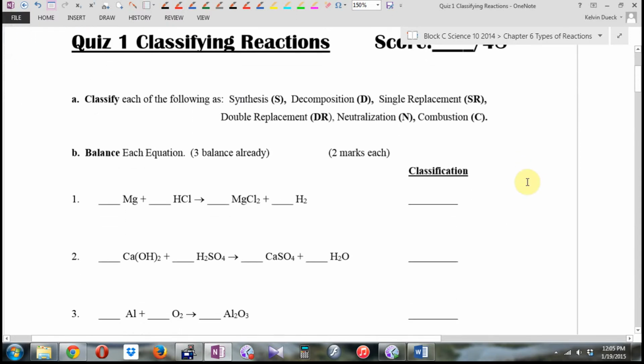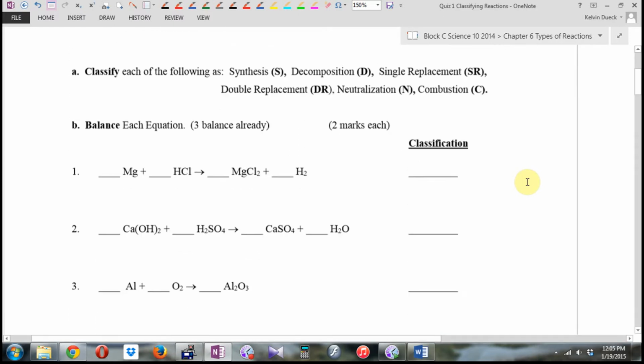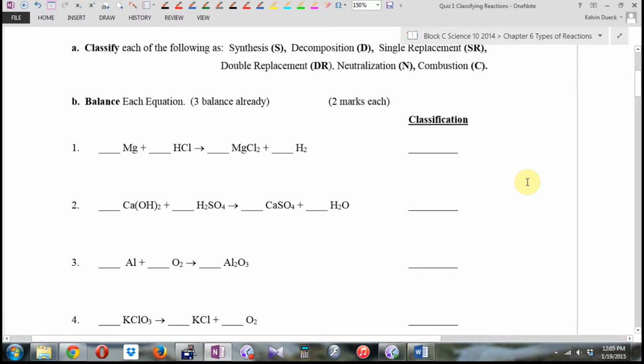Okay. A says classify. I'm going to do all of the classifying first, then I'm going to go back and balance. Okay? Because if you can classify, that step, you got to be able to figure out what's going on first. Here, this is a single replacement, right? The magnesium is bumping the hydrogen. This is two things and two things. This is either double replacement or neutralization. Oh, base, acid. You know what? This is a neutralization.